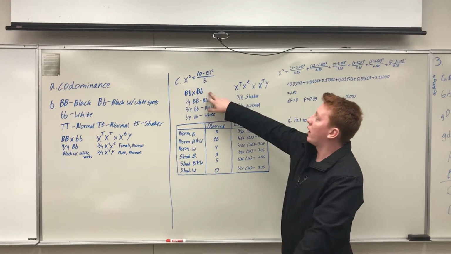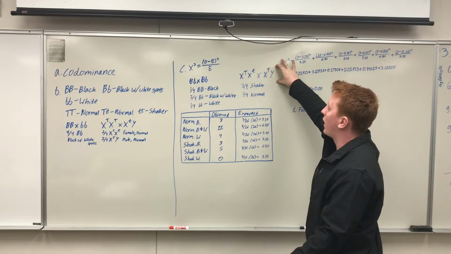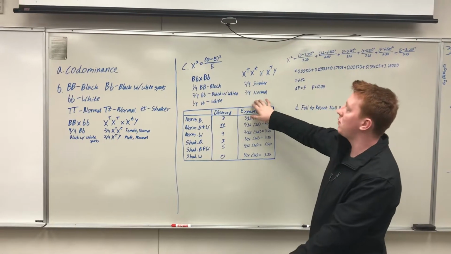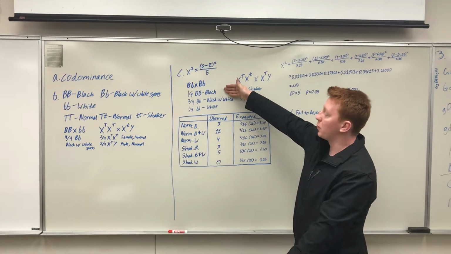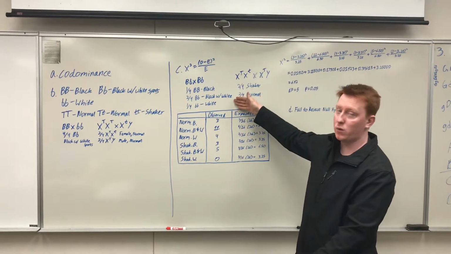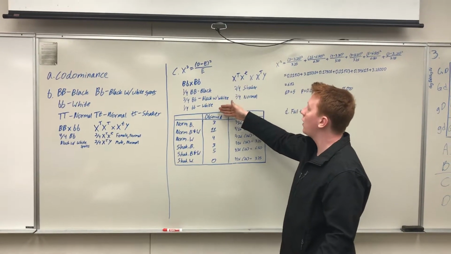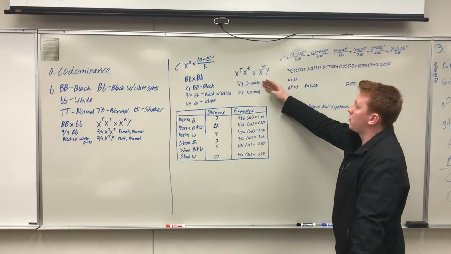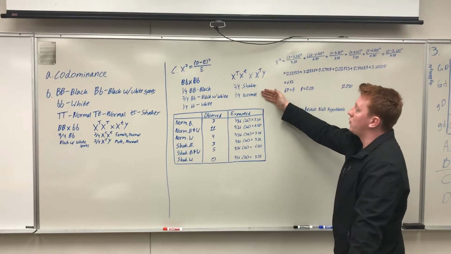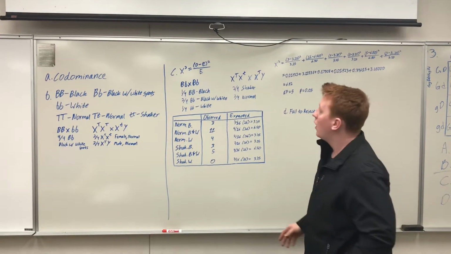So right here we have our F1 offspring, and we have the genotypes and the phenotypes shown. We get 1/4 of our offspring are going to be black, 2/4 are going to be black with white spots, 1/4 are going to be white, and then 2/4 of our offspring are going to be shakers, and 2/4 of them are going to be normal.